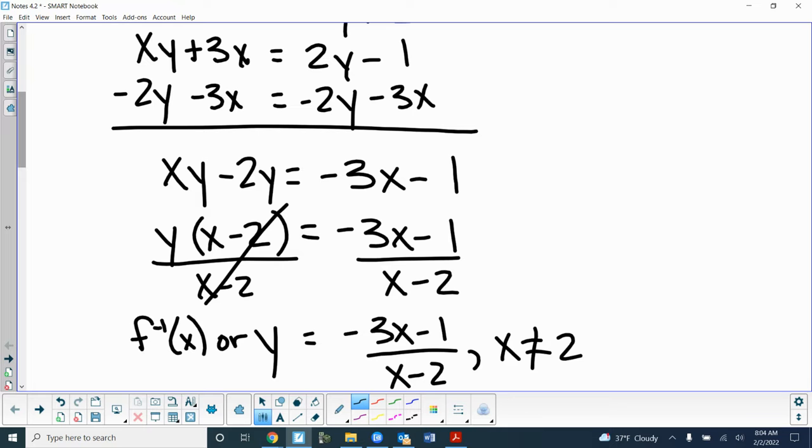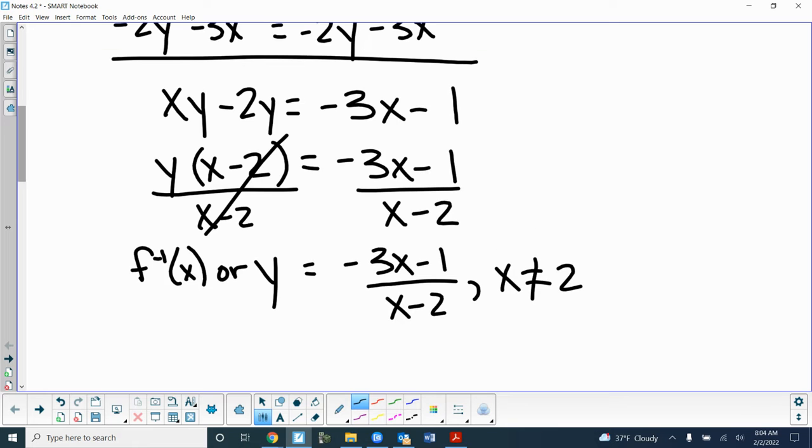So again, when you're trying to find an inverse, you're just swapping x and y and solving for y. When you have a variable in the denominator, like here, then you've got to figure out what your restriction on your domain is, because we're not allowed to have the domain be a 0. Can't divide by 0.